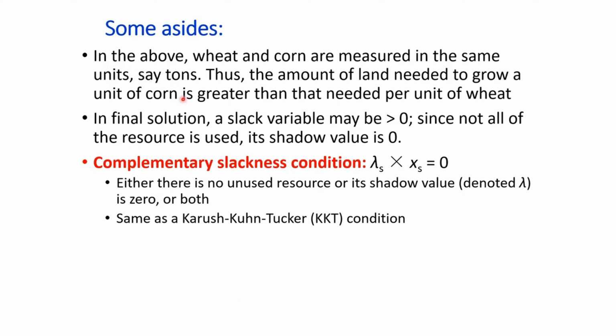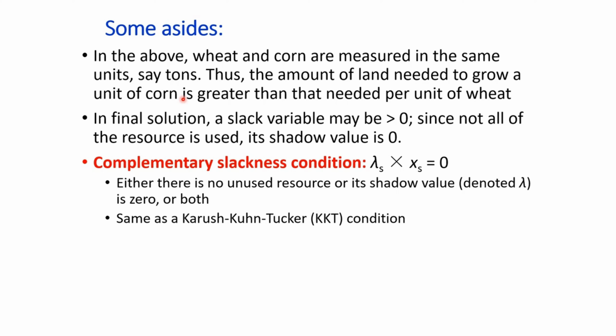So in the above, wheat and corn are measured in the same units. Thus, the amount of land needed to grow a unit of corn is greater than that needed per unit of wheat. In the final solution, a slack variable may be greater than 0. Since not all of the resource is used, its shadow value is thus 0.